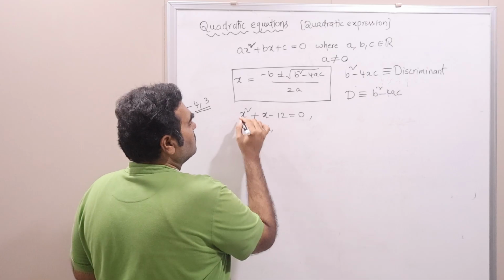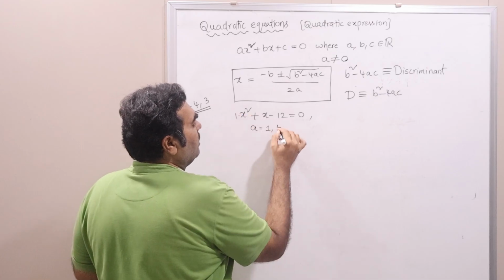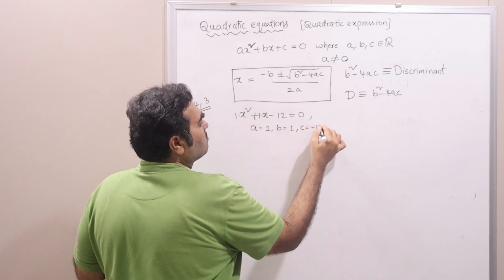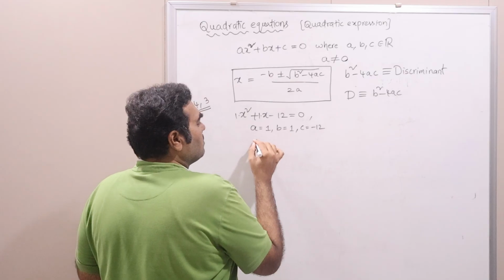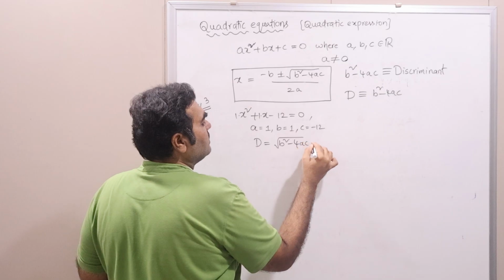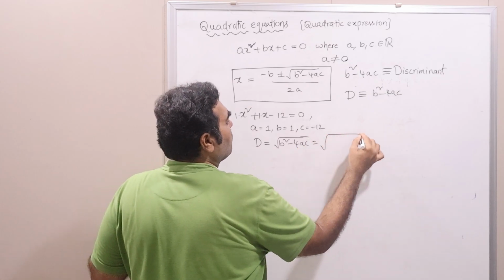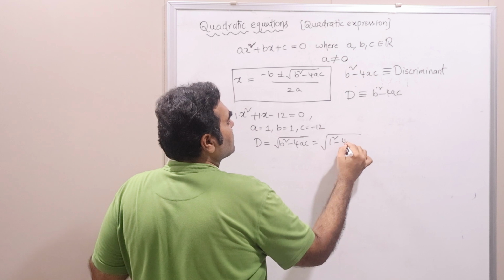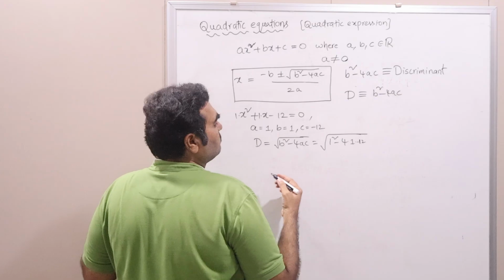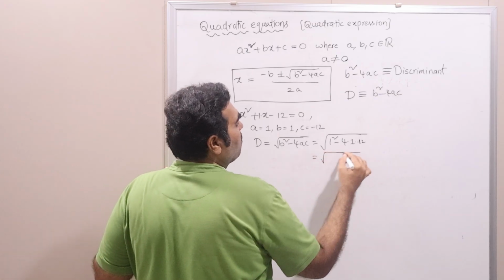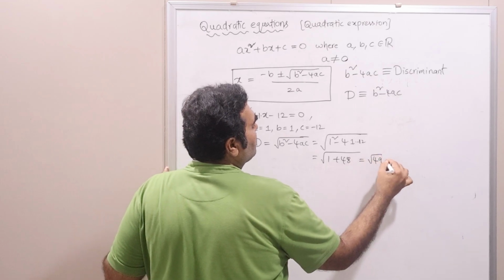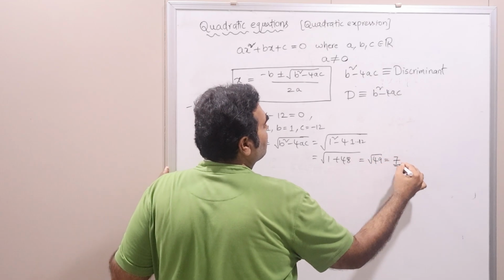A is equal to 1, coefficient of x square. B is equal to 1, coefficient of x. C is equal to minus 12. Let us calculate the discriminant. Square root of b square minus 4ac is equal to square root of 1 square minus 4 into 1 into minus 12. This is equal to 1 plus 48, square root of 49, which is equal to 7.